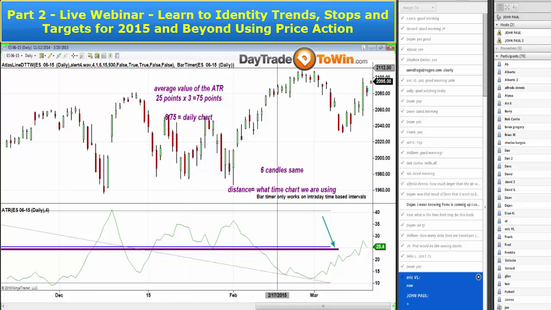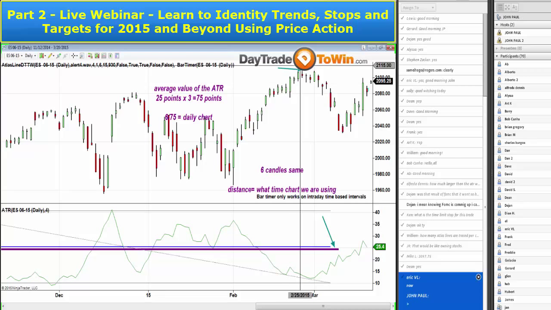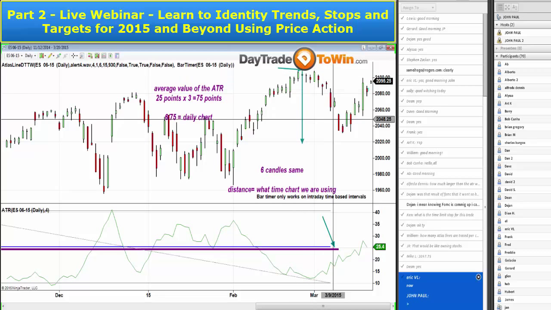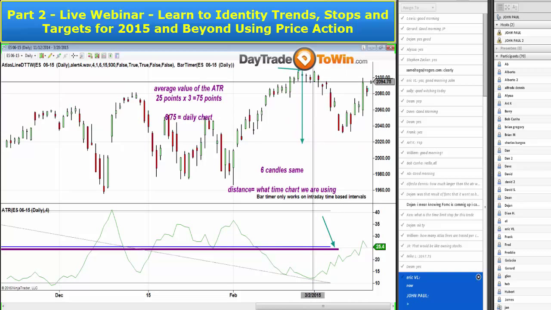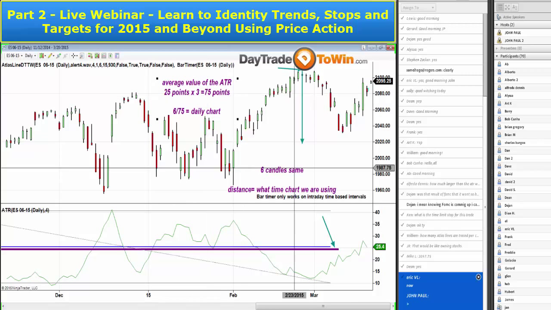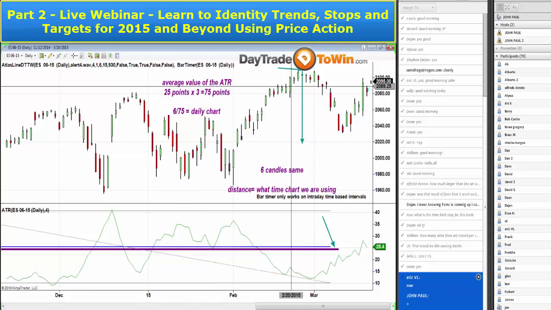I think everyone would agree that this is the highest high in the chart. So are we in a downward trend or not? Well, the market has to move a minimum of 6 candles, which we have here: 1, 2, 3, 4, 5, 6. Maybe we have about 10 or 12 already. 10 or 12 days have passed. So the six candle part of the equation is taken care of. Has it moved 75 points? Let's take a look.